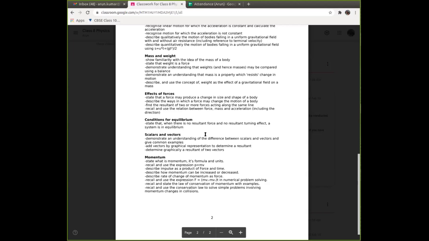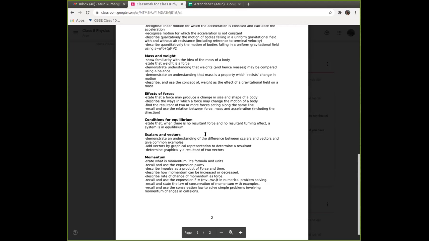Find the resultant of two or more forces acting along the same line. So then you have to imagine what you have studied before, what we have discussed in class. Straight line forces acting, sometimes they can be opposed to each other, sometimes they can be in the same direction. All right, I have a good idea of what that means.